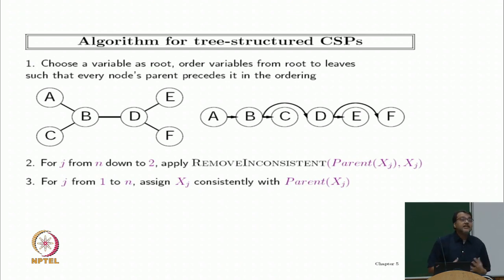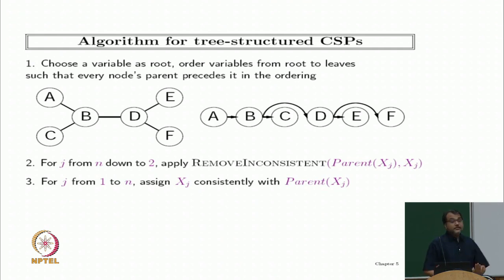Now, let's think about it like this. Suppose I give you only F. Then you can pick any value for F. There are no constraints. Suppose I give you E and F, only E and F. Then are there any constraints between them? No constraints between them. So I can give any value for them.